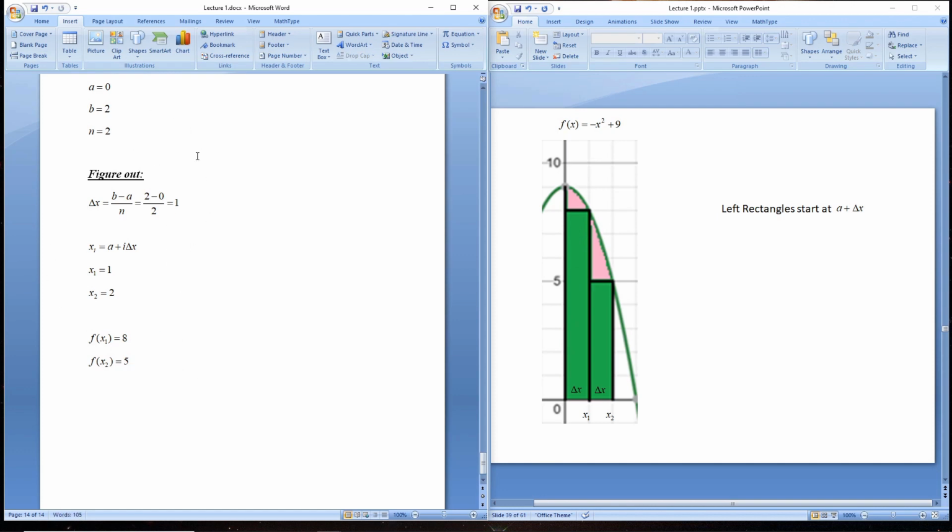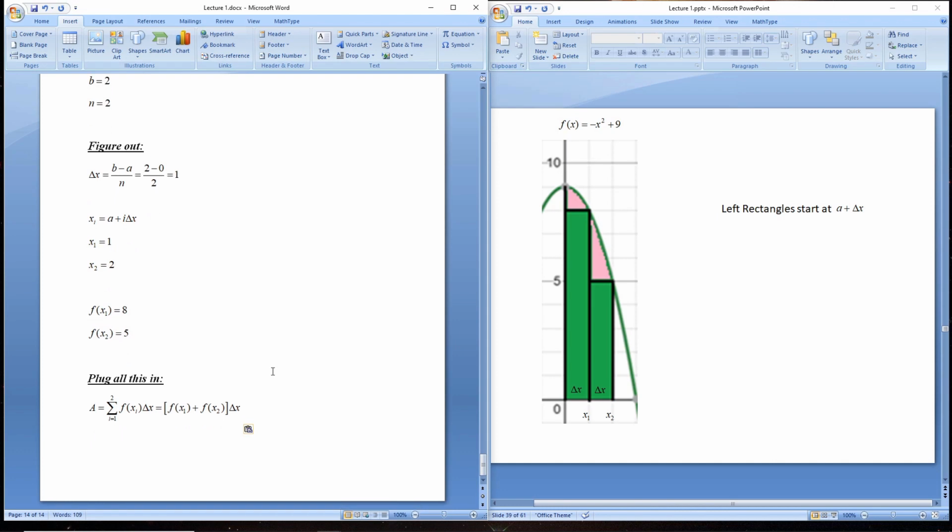So we're going to take all this information that we've been given and figured out and plug all of this into our formula for the area for 2 rectangles. So here's our summation notation. i goes from 1 to 2 because we have 2 rectangles. Writing this out, we have f of x sub 1, f of x sub 2. And remember from before that delta x is always a greatest common factor that we can factor out.